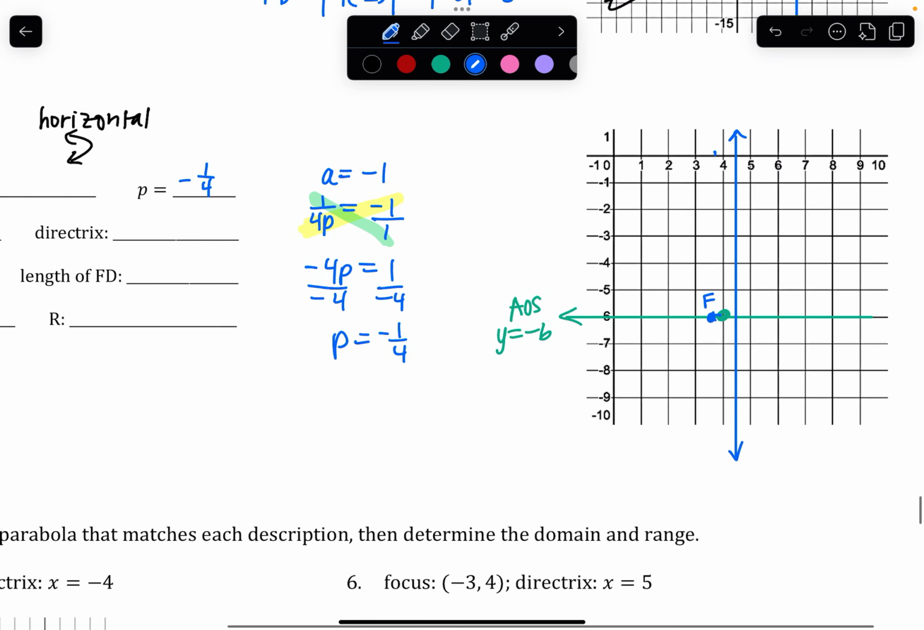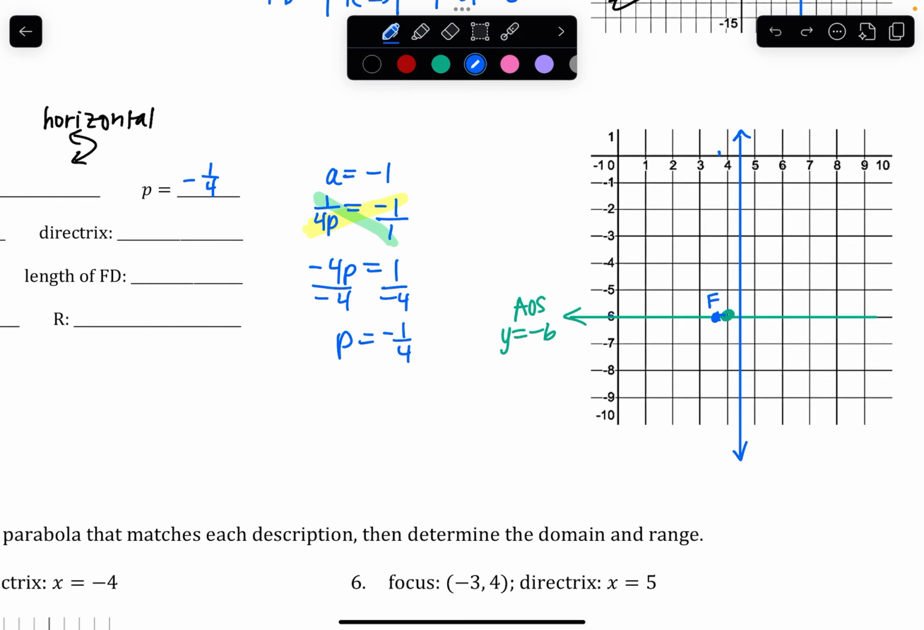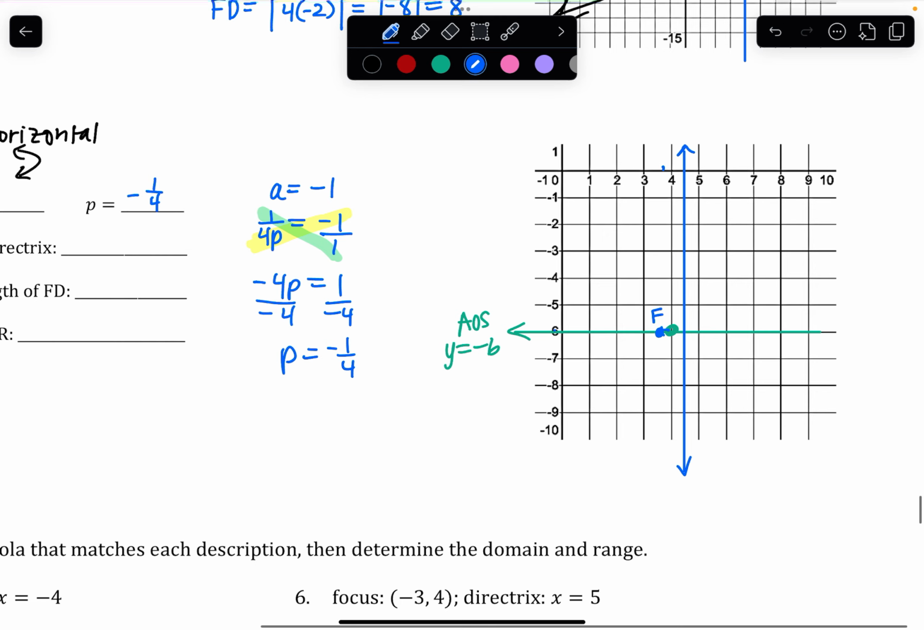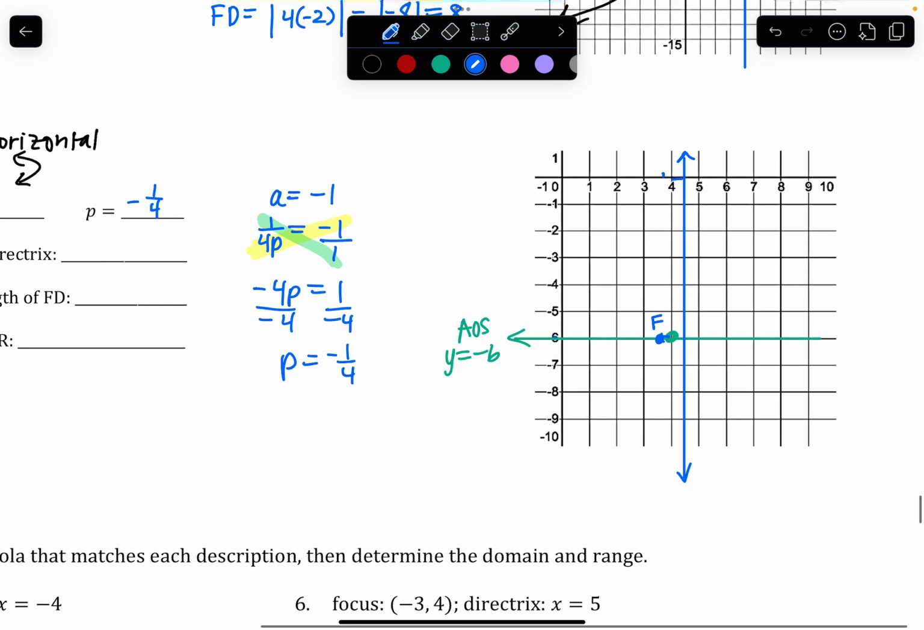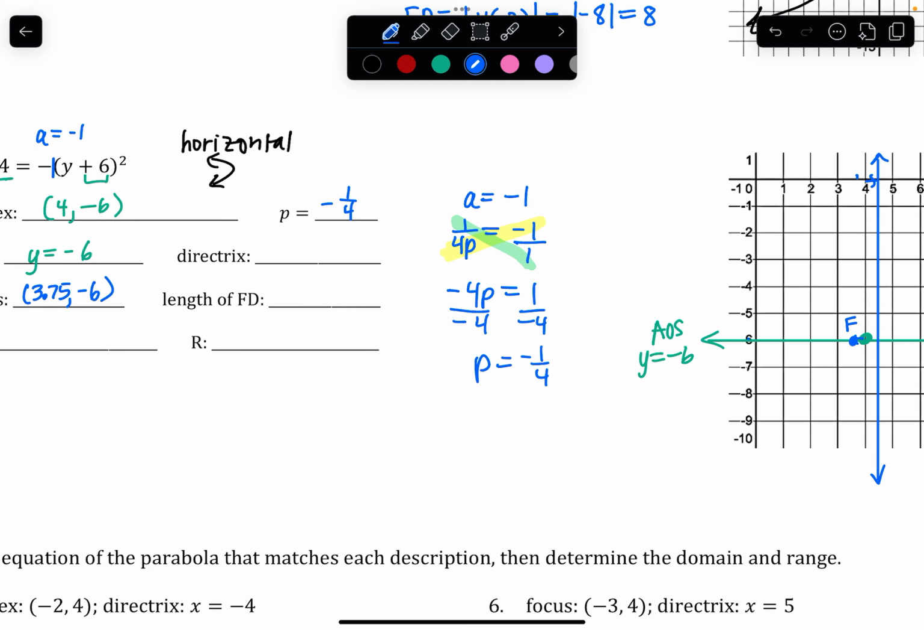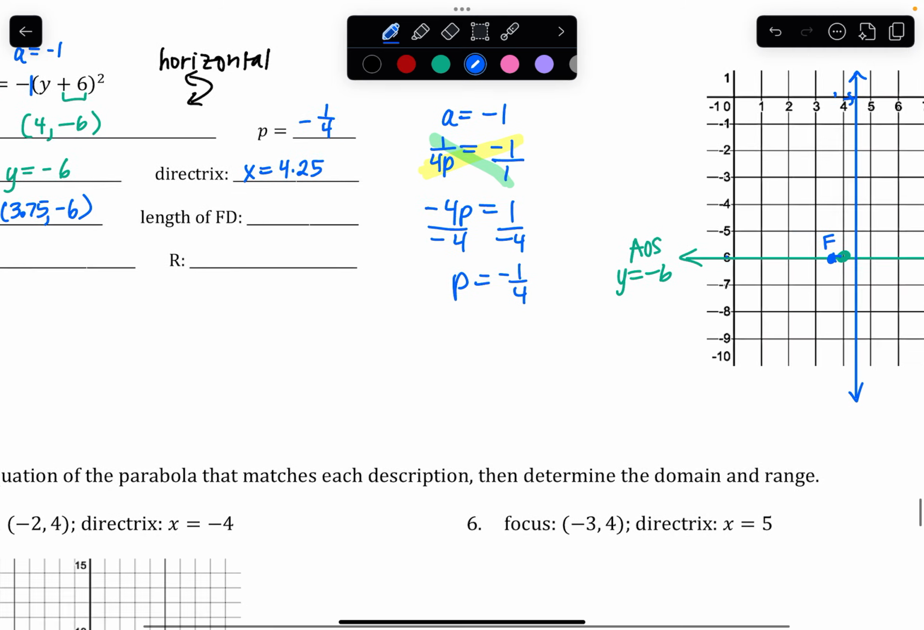And then our y value is still -6. And then the directrix, since we went to the right 0.25, is going to be x = 4.25. You can use mixed numbers or improper fractions, whichever.